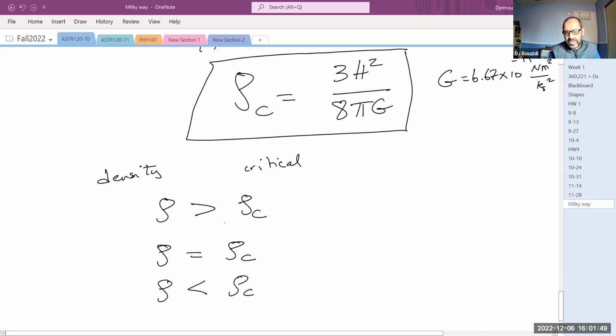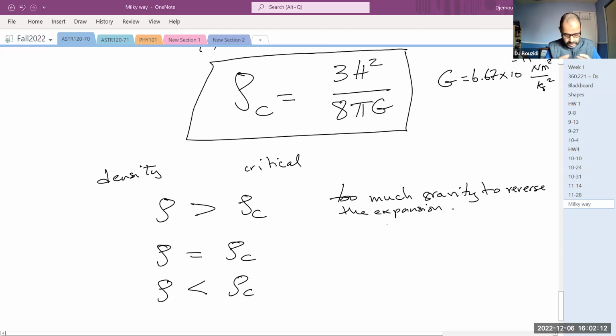Let's think about it. If the density of the universe is more than the critical value, that means there is too much gravity to reverse the expansion. And so what's going to happen? Then it's going to expand, but ultimately it's going to run out of energy. So it's going to start to collapse and heat up again until at some point it's going to become a singularity, in which case probably again it's going to expand, go through another expansion. So the universe has some sort of an oscillatory behavior.